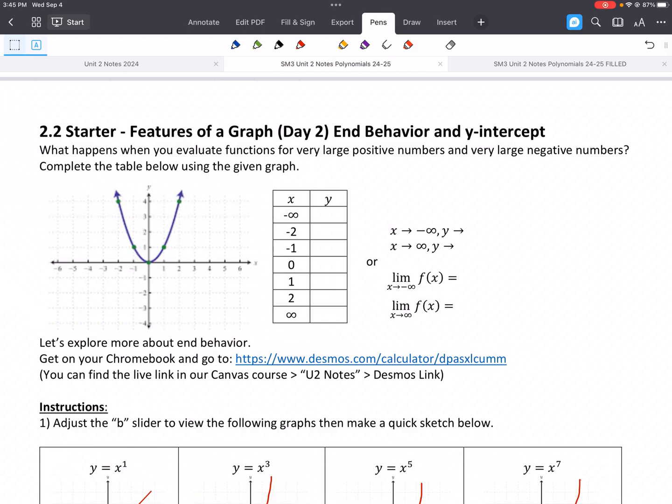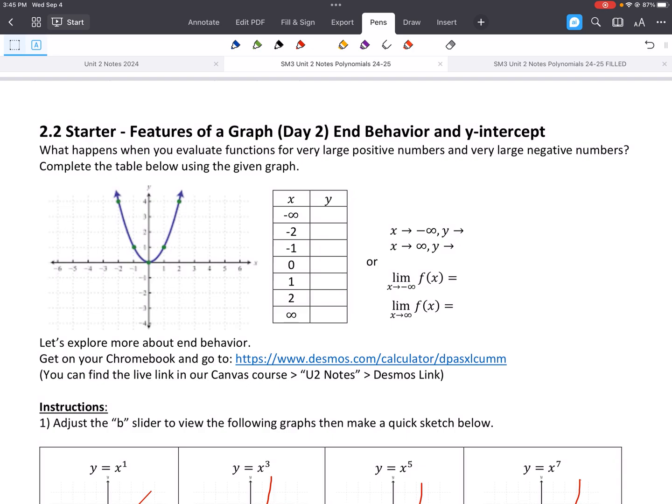All right, everybody, this is 2.2. We're going to be talking about polynomial properties again. We're going to add to what we did from last time. We're going to add end behavior and y-intercept. Both of these things you should be familiar with. We talked about those in Secondary Math 2 when we did quadratics.